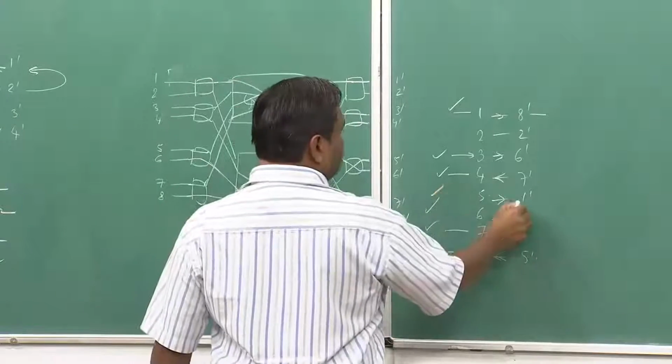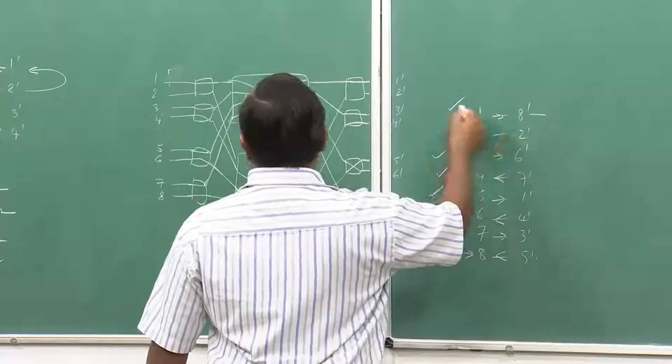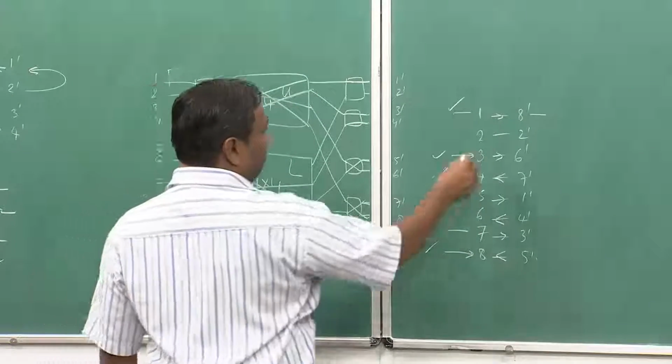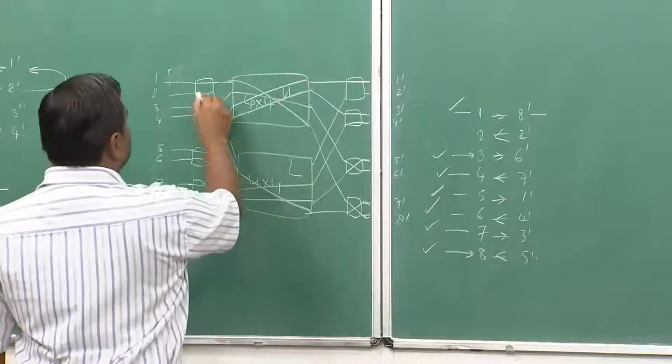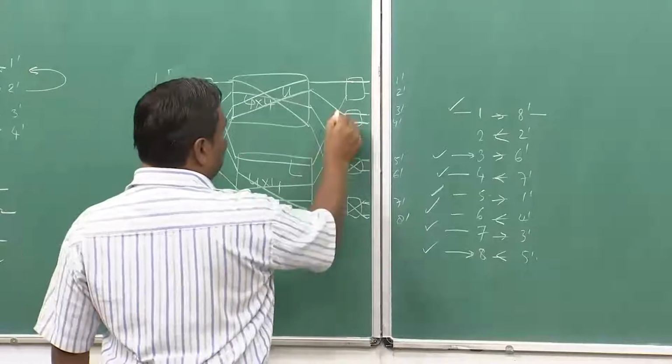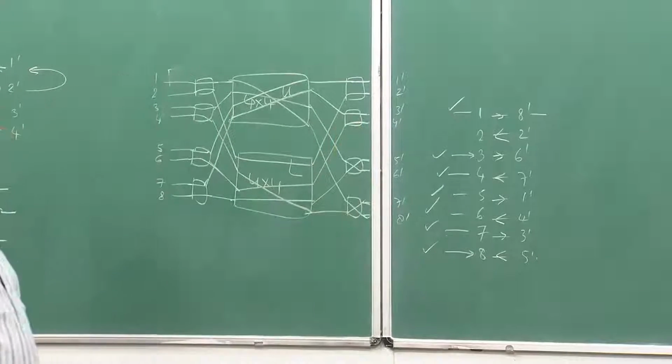So, this is done. Corresponding to 1 there is a 2, 2 has to be connected to 2 prime, but through a bottom route. So, 2 will be connected via bottom route. I have set up all possible connections. I can actually keep on doing it.